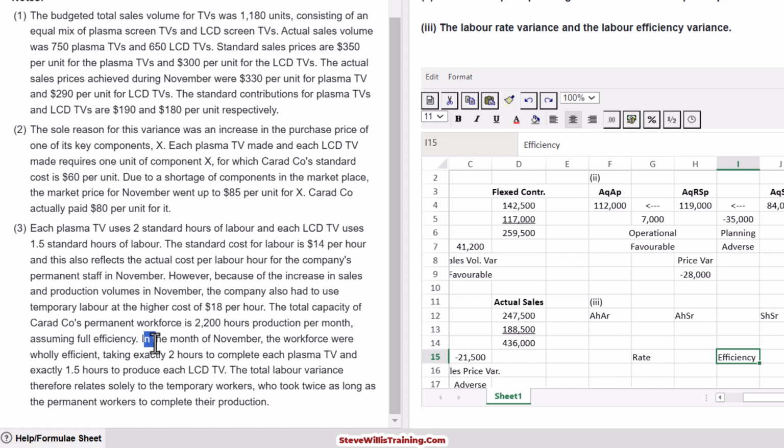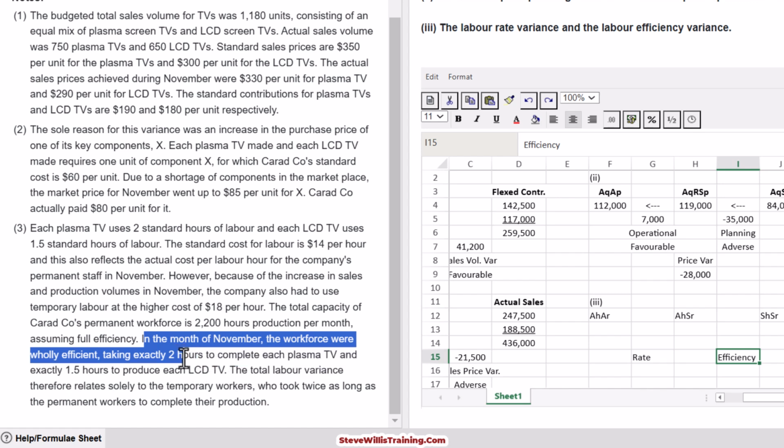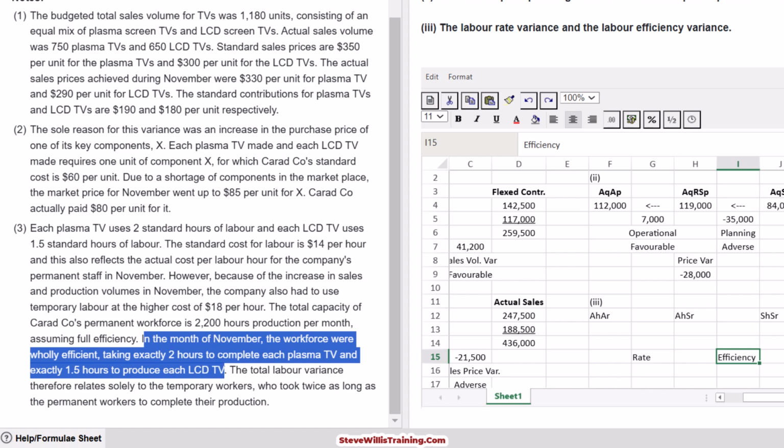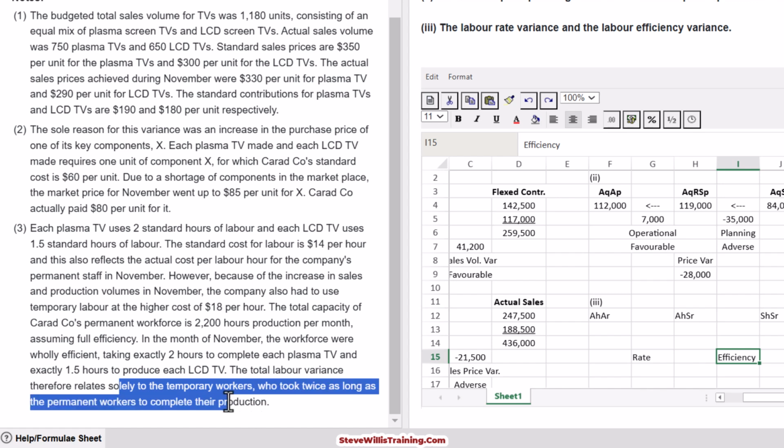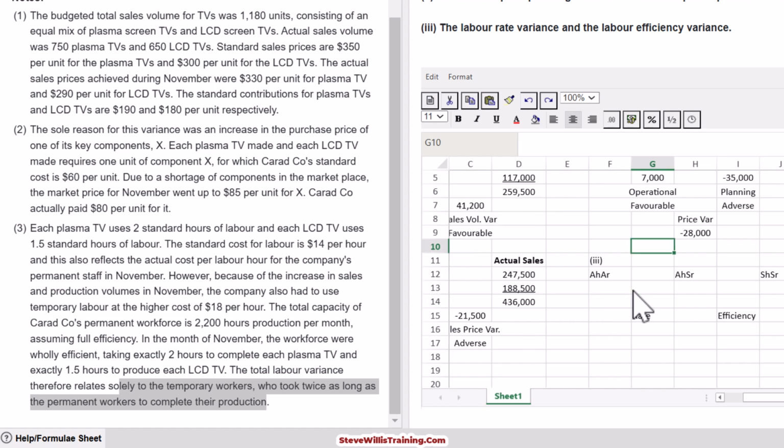And we learn that the workforce, they mean the permanent workforce there, were wholly efficient, taking 2 hours per unit for a plasma, 1.5 for an LCD. The total labor variance, therefore, relates only to the temporary workers who took twice as long as the permanent workers. So guys, here's what makes this tricky. We need to do a side working here. And I'll do it below.